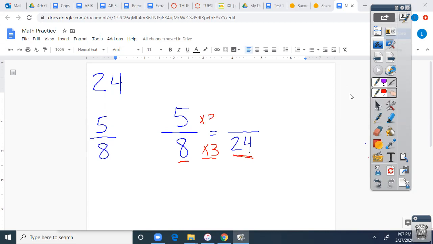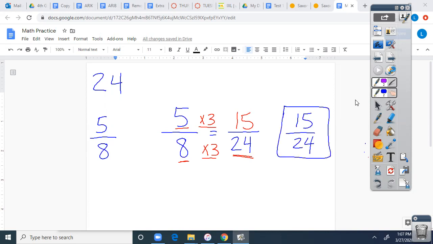Multiply by 3. 8 times 3 is 24. What I do to the bottom, I have to do to the top. 5 times 3 is 15. So our answer is 15/24. Okay, it's kind of a crazy number. It's very large, but that is how you would find equivalent fractions if it gives you one fraction and tells you what the denominator needs to be for the other fraction. Okay, we are converting 5/8 into a fraction with a denominator of 24. We multiplied by 3, we multiplied by 3 on the top, and we got 15.